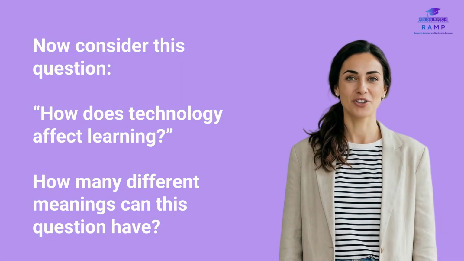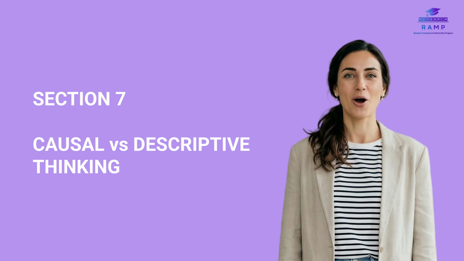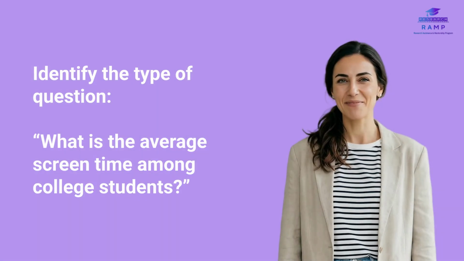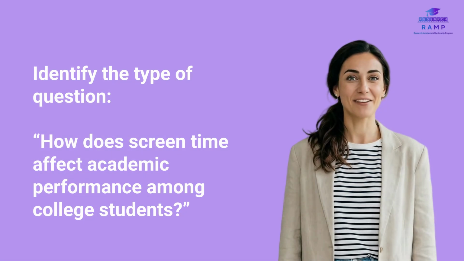Now consider this question. How does technology affect learning? How many different meanings can this question have? Section 7. Causal versus descriptive thinking. Identify the type of question. What is the average screen time among college students? Identify the type of question. How does screen time affect academic performance among college students?